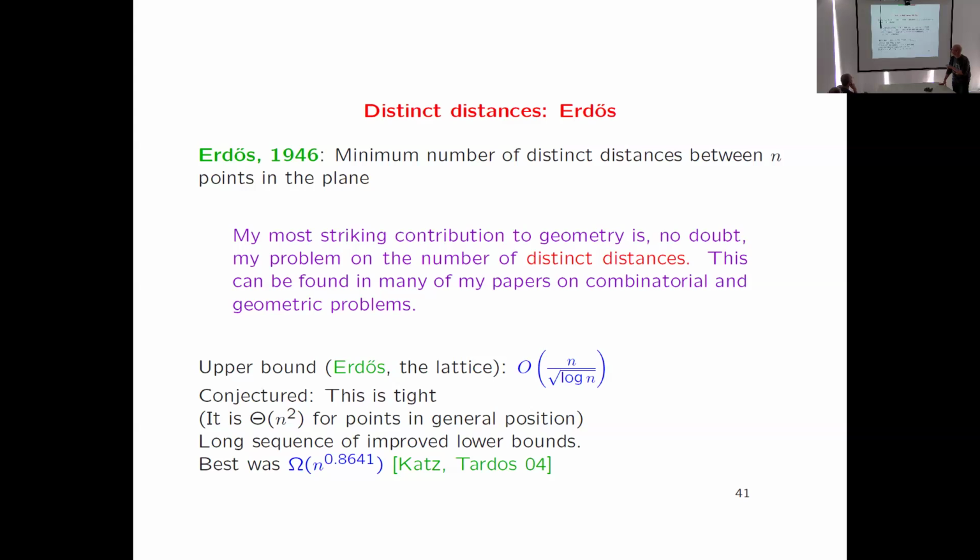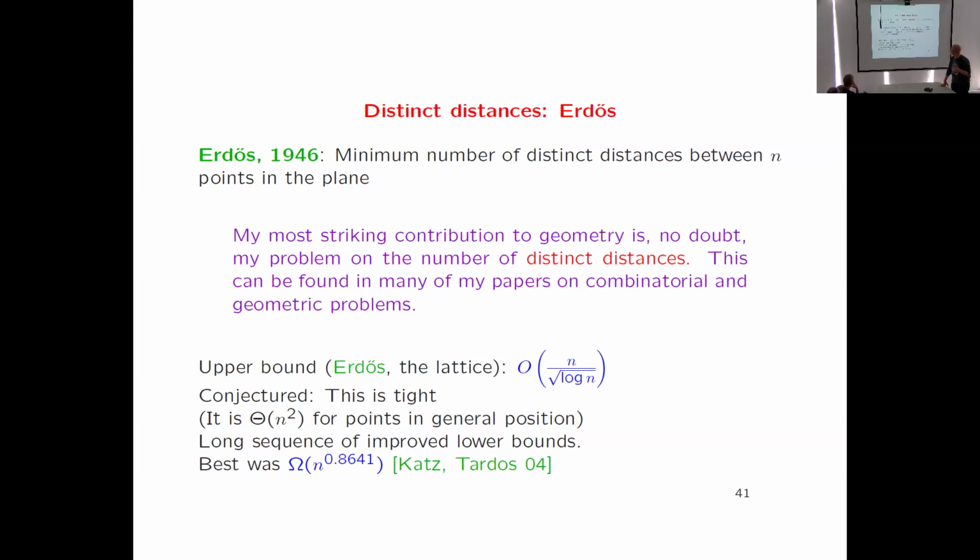As you can see, quoting from him, my most striking contribution to geometry is no doubt my problem with the number of distinct distances. So this problem is the following. You have n points in the plane, and you look at all the interpoint distances, and you ask, how many distinct distances will you have, no matter how I draw the points? Of course, if I draw the points in general position, you will get n squared, n choose 2 distinct distances. But if I put the points on a lattice or some other regular structure, how many distinct distances are you guaranteed to get? What is the smallest such number, no matter which set I choose?